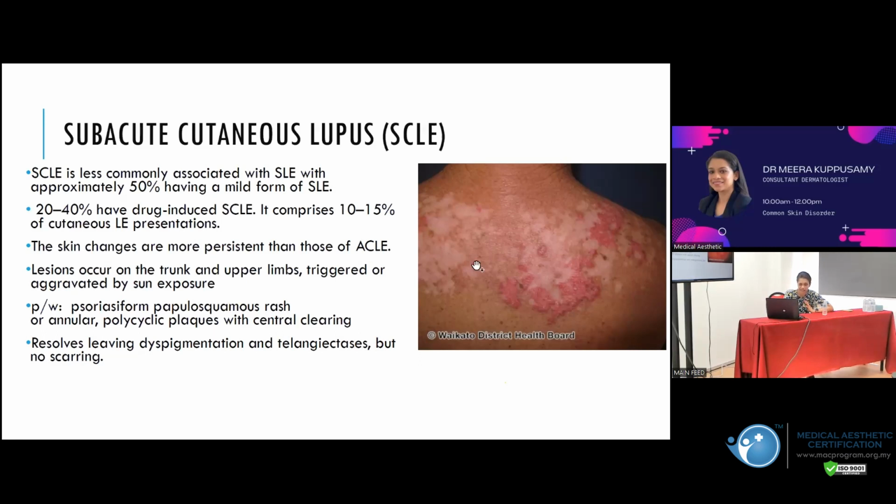It lasts longer and it actually can scar the patient a lot. And it's always in the sun-exposed area. So they present with this psoriasiform rash. And then it looks like circles with central clearing. And it leaves this pigmentation. So this pigmentation can be black or can be white. And then it leaves telangiectasia.